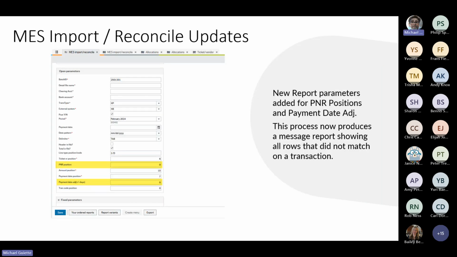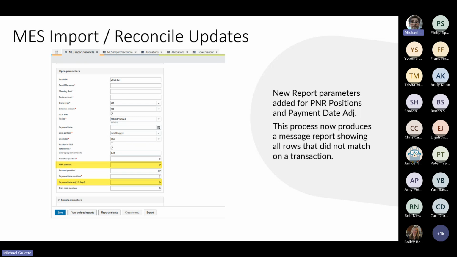MES import. The import and reconciliation of that MES data. We've added 2 additional fields here that allow you to enhance the number of fields that you're matching against. The PNR position. So if you know what the PNR is on that transaction, you're able to map it to the proper column of the import file and be able to reconcile against it.